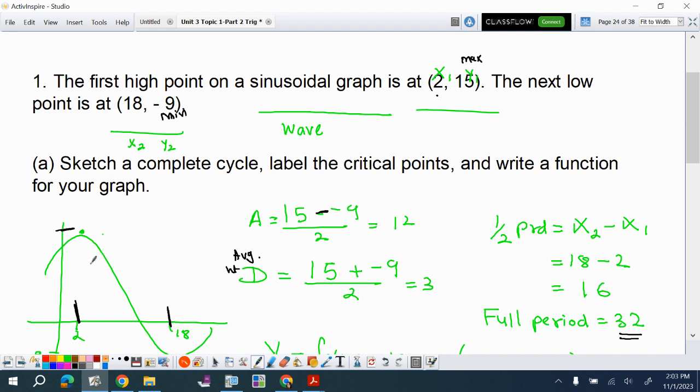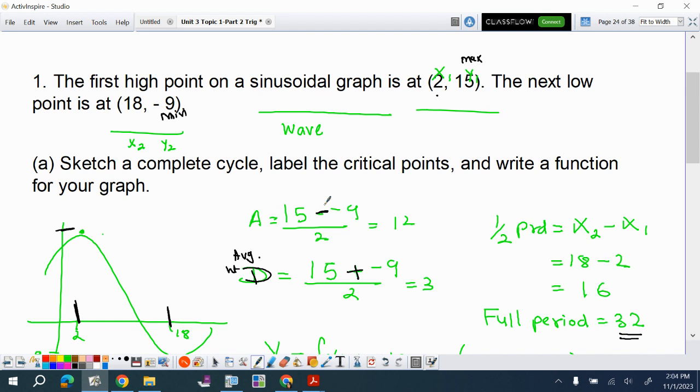Okay, one more time. A is the maximum minus minimum divided by 2, and D is max plus min divided by 2. Always remember one thing, don't memorize both of them. Always say D is the average. How do you find average? The average of anything is the sum of those two divided by 2. And A you can figure out from D. You can always do it the other way around.